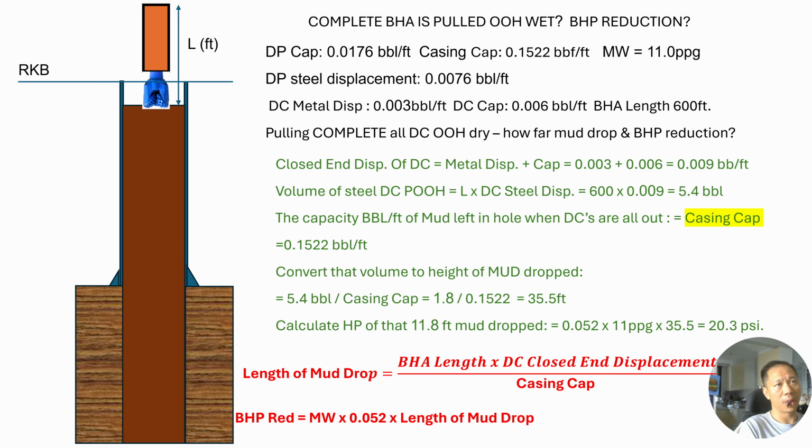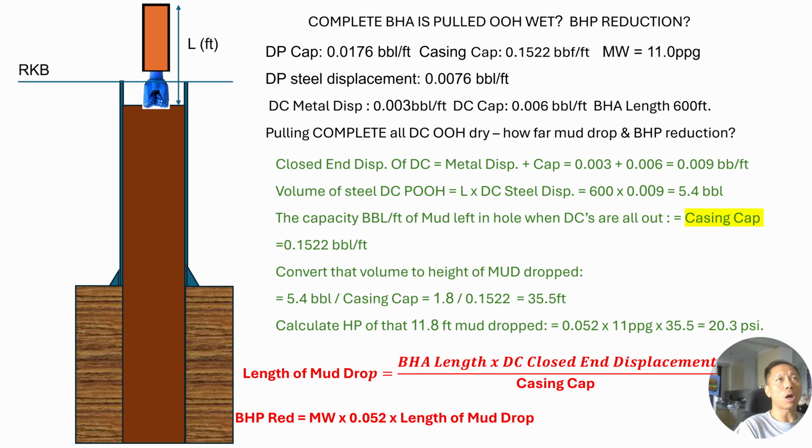That's very easy. Next, what happens when you pull out all of the BHA, all the drill collars wet, meaning you take out the steel of the drill collars and the mud inside it, all right? Simple, right? You have information given here. Now they give you the metal displacement of the drill collar, the capacity of the drill collar, and the BHA length. When we talk about tripping wet, you just deal with the closed end displacement. So you work out the closed end displacement of the drill collar by adding up the metal displacement and the capacity. You get 0.009 barrel per foot.